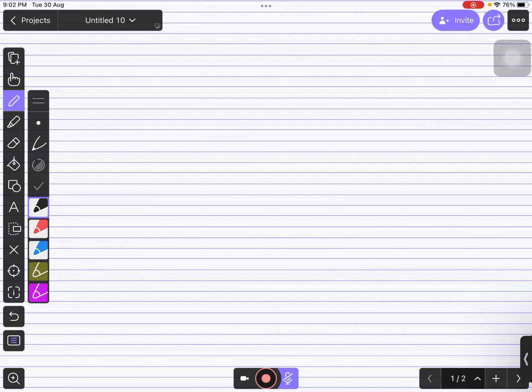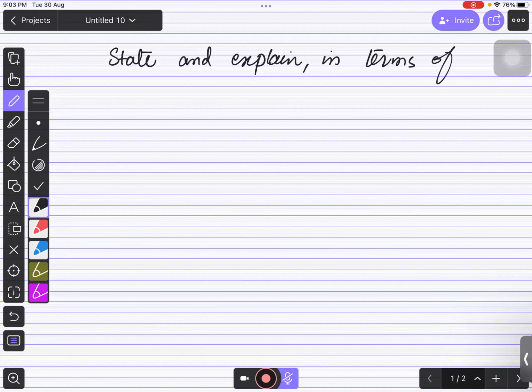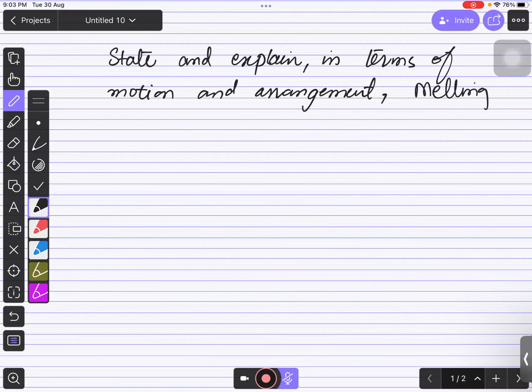If you remember, the question was: you need to state and explain in terms of motion and arrangement. You need to explain your answer in these two terms. And what was the process that you need to define? That was melting, and we know that melting is the conversion of solid into liquid state. So how can we write this answer for 2 marks?